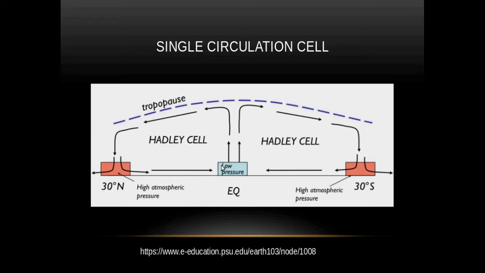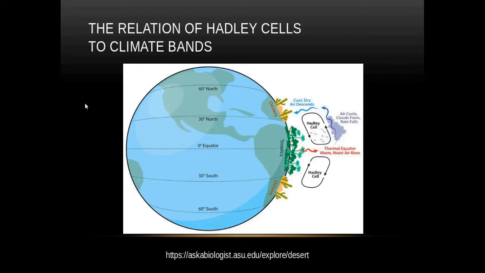These first two cells are called Hadley cells in honor of George Hadley, who contributed to this theory. Now let's see another view of these cells on a planet. Here we have a sideways view of our planet with the same Hadley cells and the same warm air rising at the equator. Now we're going to add another component.